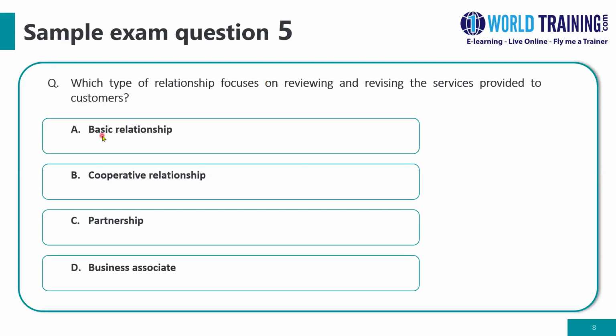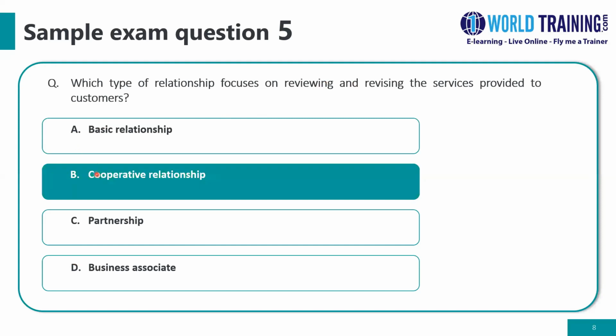In a basic relationship, there is a support and efficiency focus. B, cooperative, there is a focus on improvement and effectiveness, which maps to the question, reviewing and revising the services. Option C, partnership, the typical focus is innovation and growth. And D, the communality or helping behavior is quite low. So reviewing and revising the services provided to customers would happen in a cooperative relationship, with the typical focus on improvement and effectiveness.